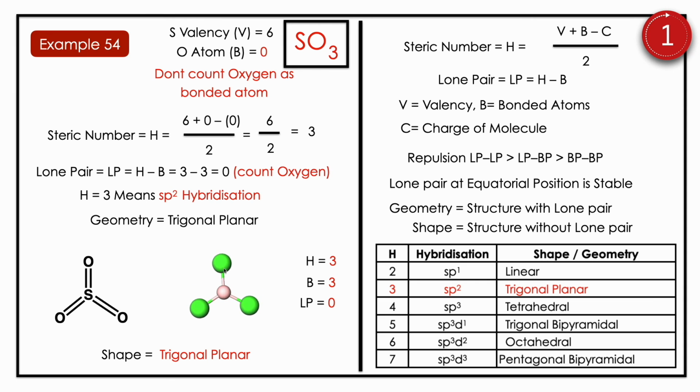H3 means sp2 hybridization. Geometry will be trigonal planar. Since there is no lone pair in the system, geometry and shape will be same. Shape is trigonal planar. Sulfur at the middle, oxygen at the corners. So shape of SO3 is trigonal planar.